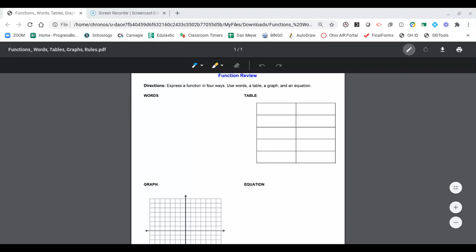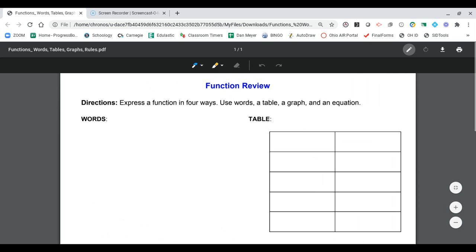Okay, so for today's warm-up activity, we're going to do a function review. If you notice, we are going to do 4 different things. We're going to create a function and express it using words, describe it using a table, and describe it using a graph and an equation. So we're going to take a function and put it in 4 different forms: words, a table, a graph, and an equation. All right, I'm going to zoom in now that you've seen all of it.